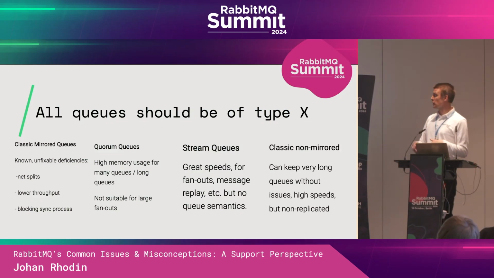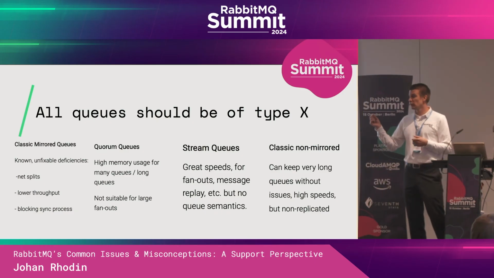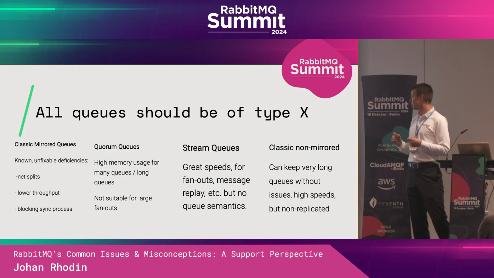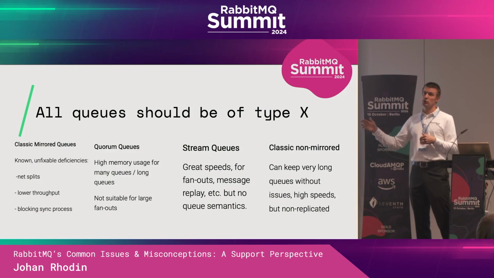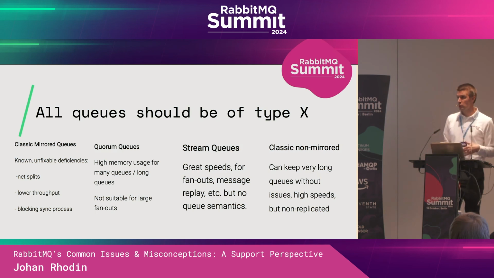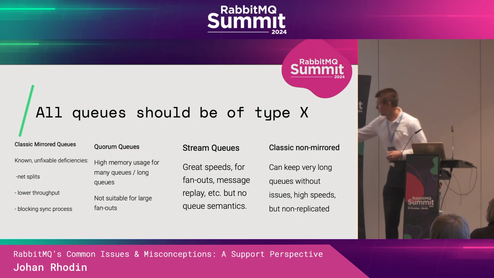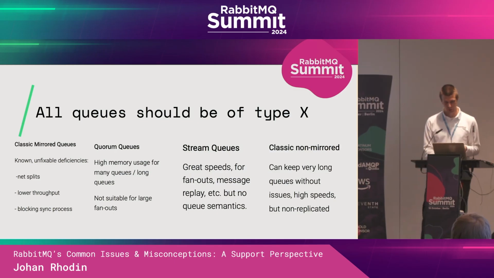And if you're using classic queues without the mirroring part, then you can keep very long queues for very little cost in terms of CPU and RAM usage. And you can still have high speeds, but you don't have that replicated part.